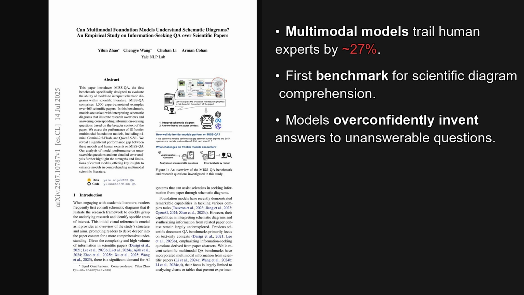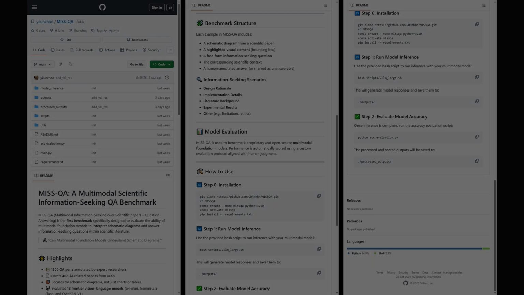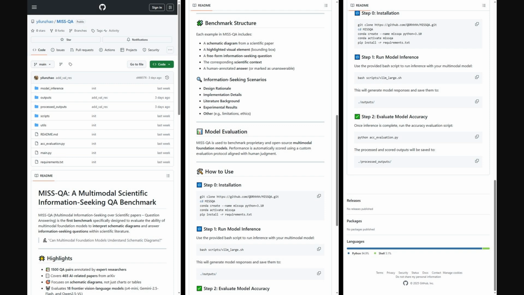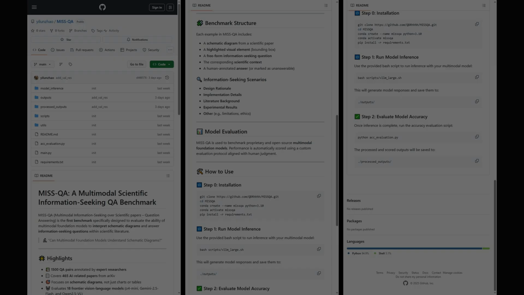This paper introduces a new benchmark called MIS-QA to specifically test how models can interpret complex diagrams in scientific literature. Also, the authors shared their work on GitHub. If you want to experiment, you'll find the complete MIS-QA benchmark. It includes all the evaluation scripts and instructions for running inference with your own models, which is fantastic for anyone wanting to test their systems on this specific diagram understanding task.